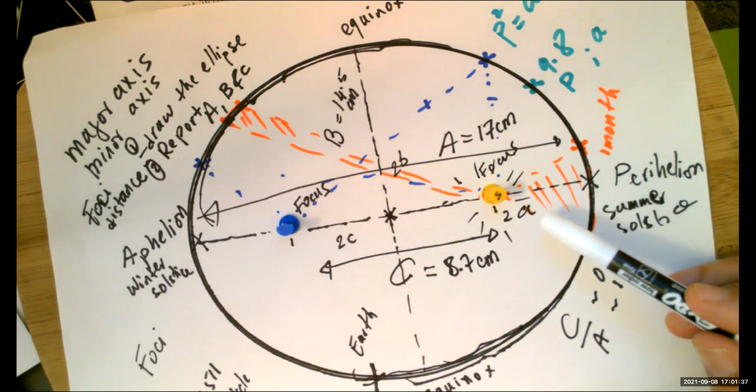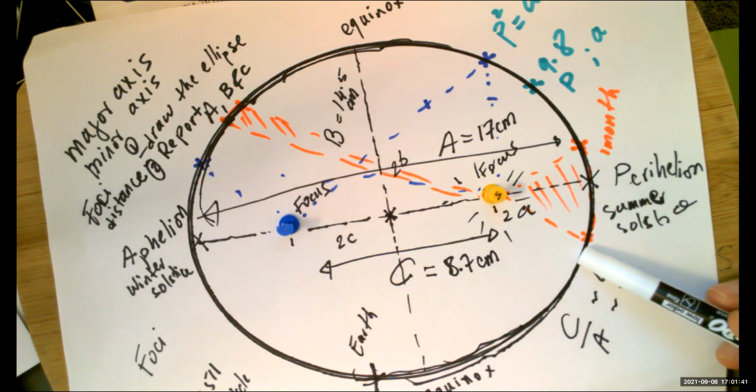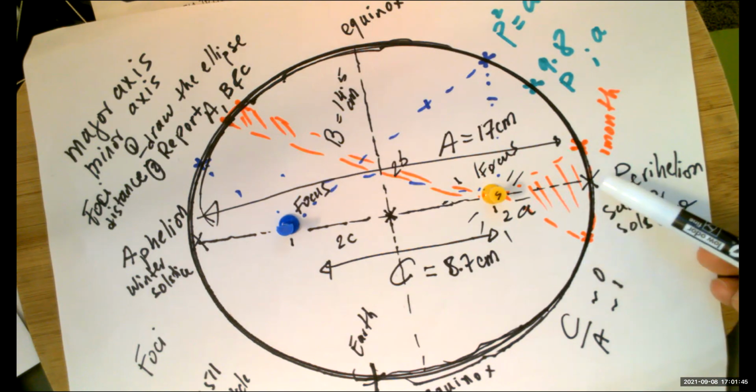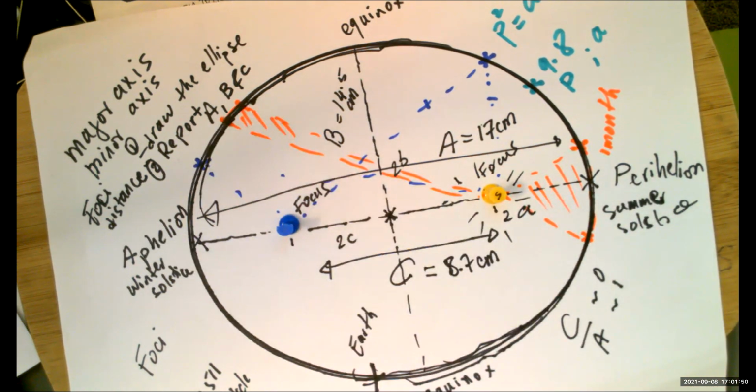So the second law says the area swept by this imaginary line, this is not a real line, is at a constant rate. Meaning, if I wait 1 week, I will have one area. If I wait a week anywhere else, I will have the same area. Okay, so that's for law number 2.